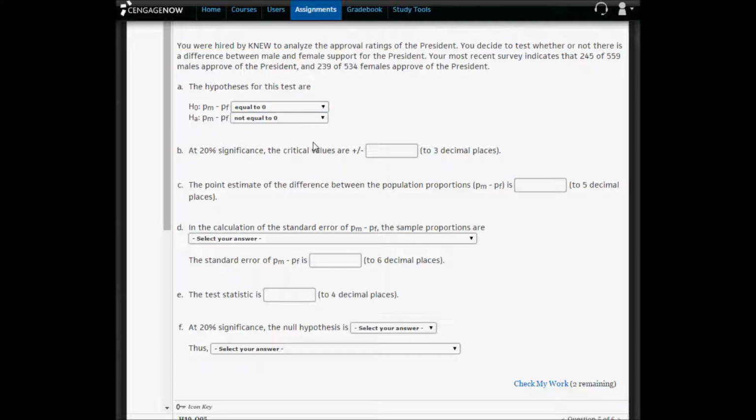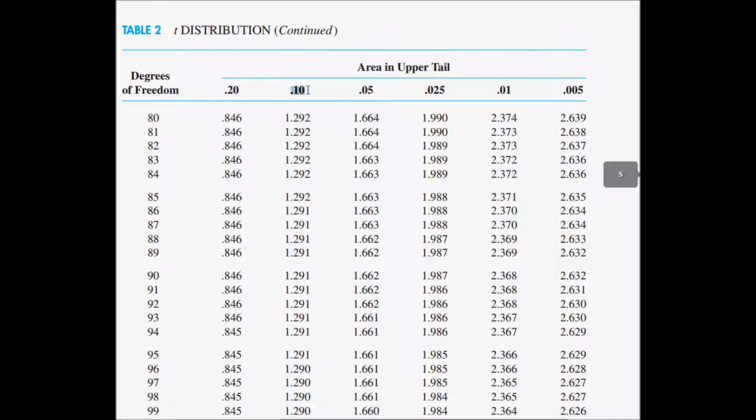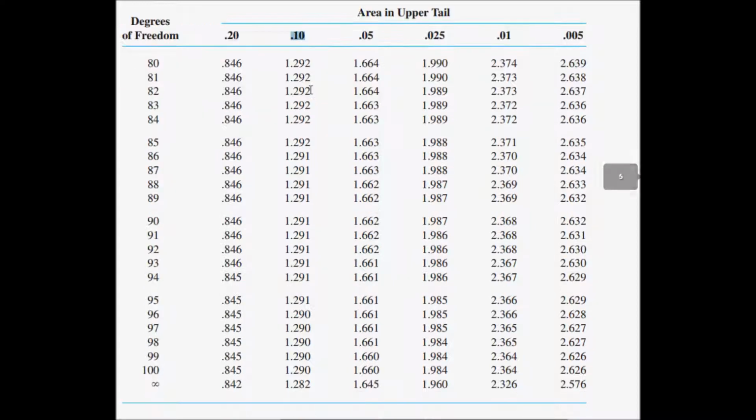In part B, we're using a 20% level of significance. And we have two critical values. So when you divide 20% by 2, you get 10. And since this is a proportion problem, you can get the z critical values in the infinity row of the t table. So we're going to go to column 0.1 because significance is divided by 2 when you have a two-tailed test. So 20% divided by 2 is 0.1. And in the infinity row, the critical values are plus or minus 1.282.